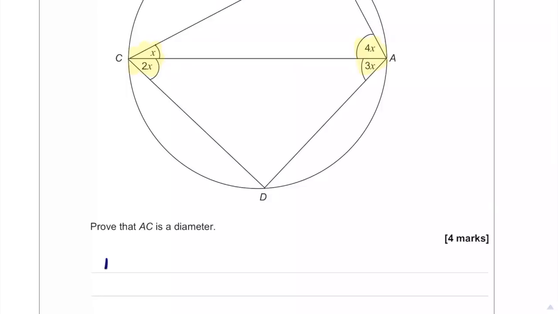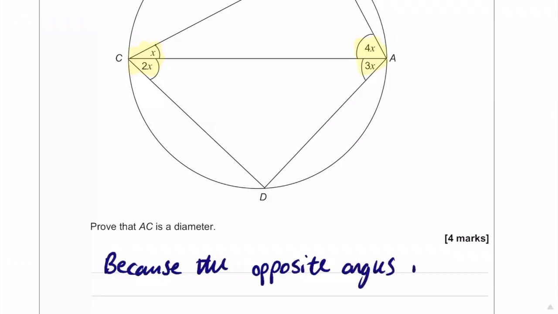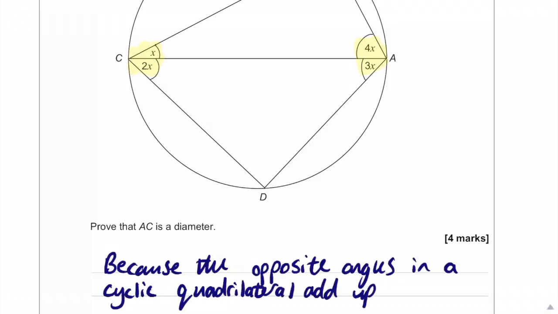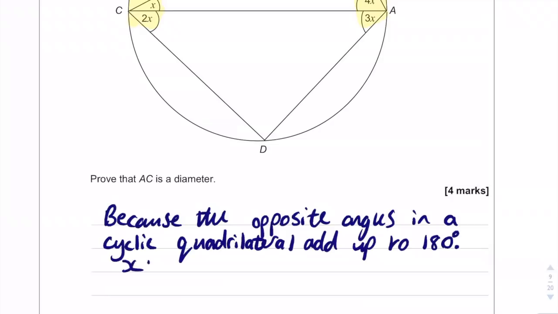Okay, so what we can say is because the opposite angles in a cyclic quadrilateral add up to 180 degrees, we can say that x plus 2x plus 3x plus 4x equals 180.